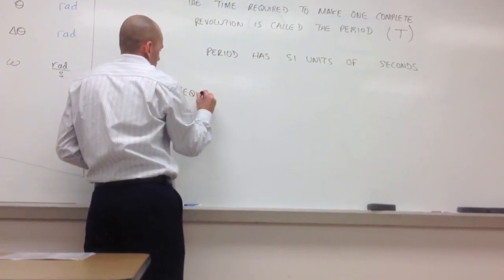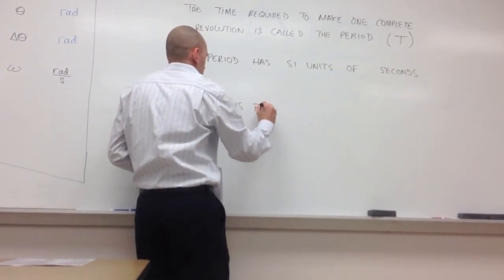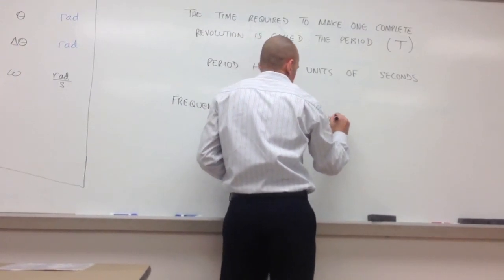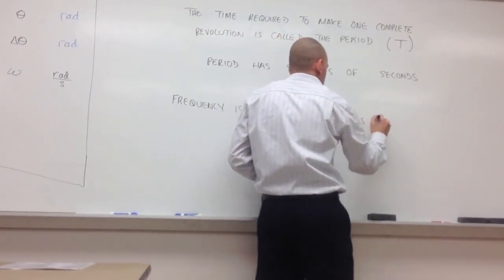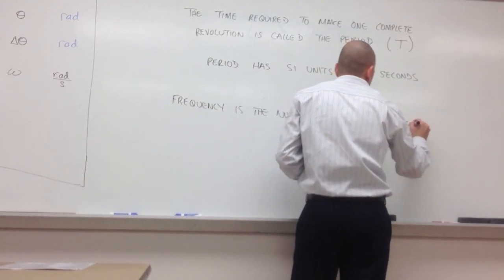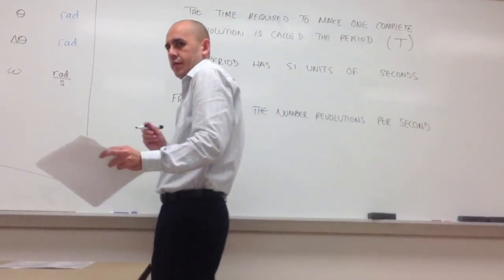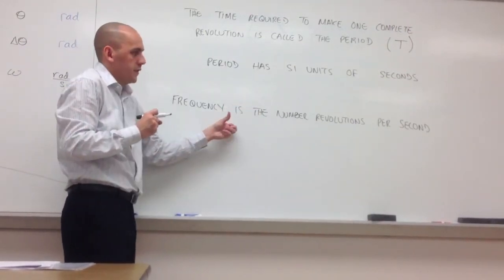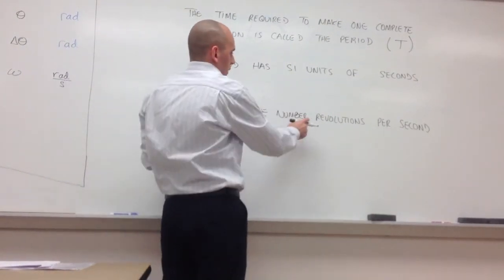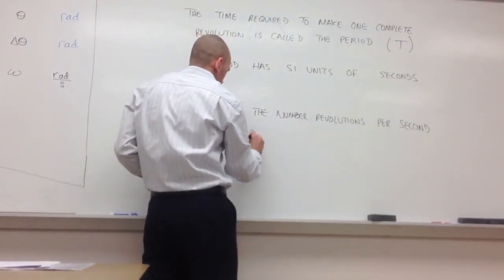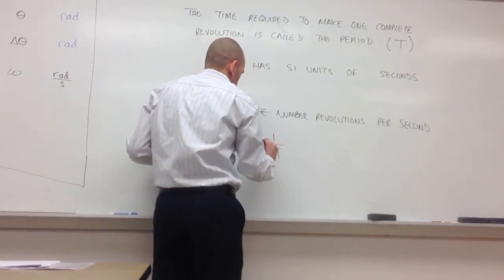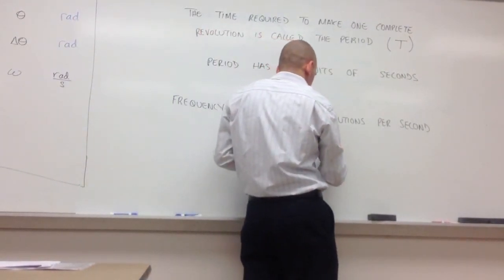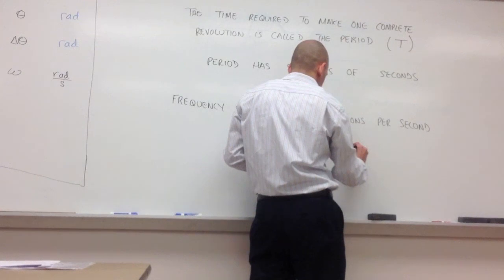The frequency is the number of revolutions per second. So in keeping with this SI unit of the second, the frequency is defined based on that second, and it's the number of revolutions per second. Okay. So frequency, little f, is just 1 over the period, 1 over capital T. This has units of 1 over seconds, which is the same thing as seconds to the -1.